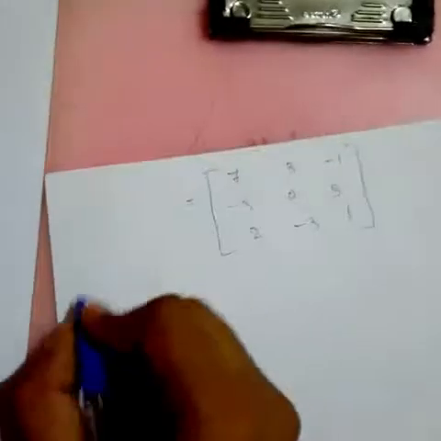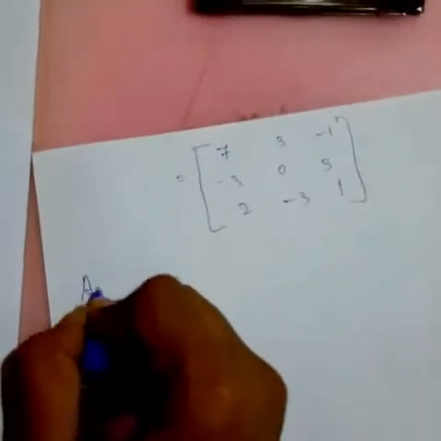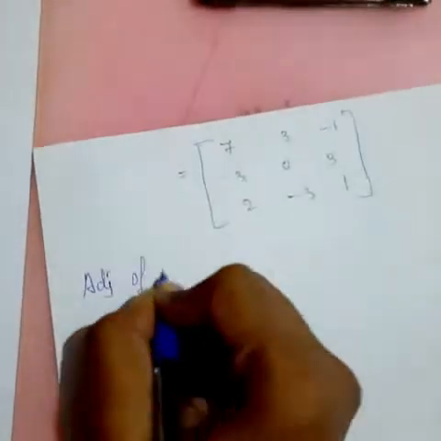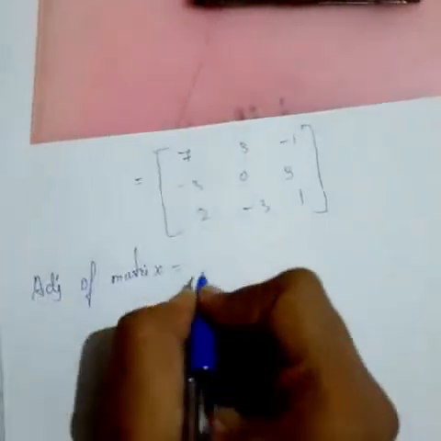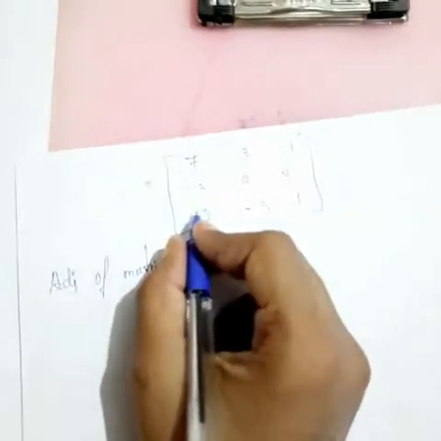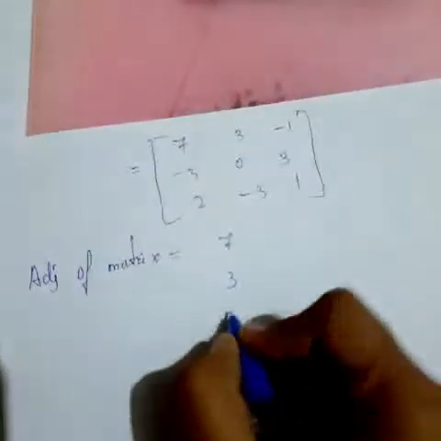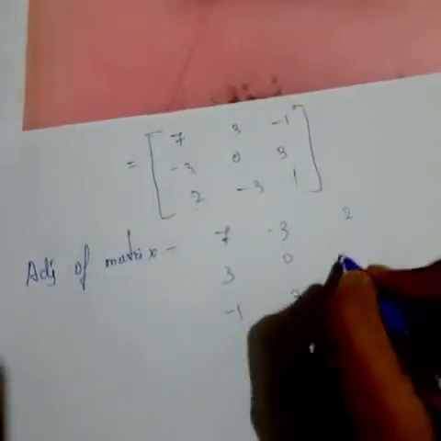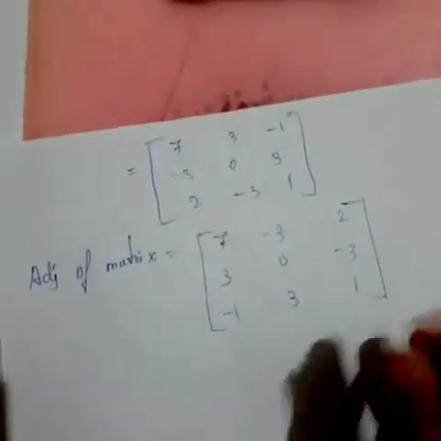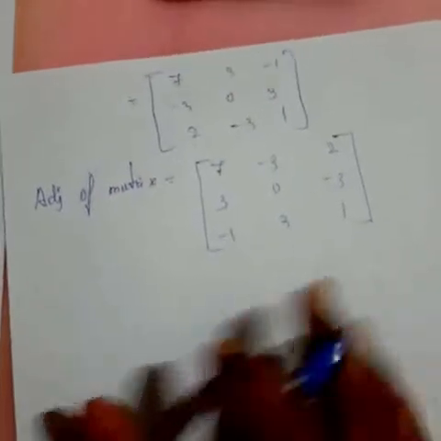Then using this cofactor matrix we have to find the adjoint of matrix A. The adjoint of a matrix is nothing but the transpose of the cofactor matrix. Transpose means interchanging rows to columns and columns to rows. The 7 3 1 is here, we have to put these values in a column. Here minus 3 0 3, 2 minus 3 1. You got the adjoint of the matrix, this. Then using this we have to find what?